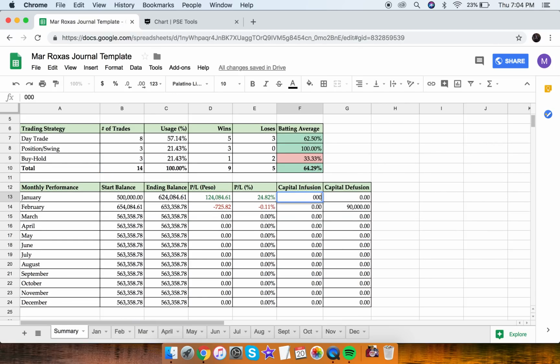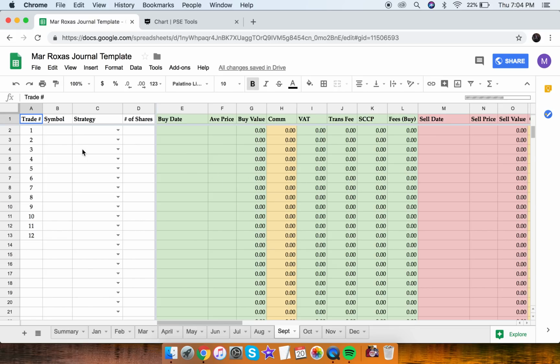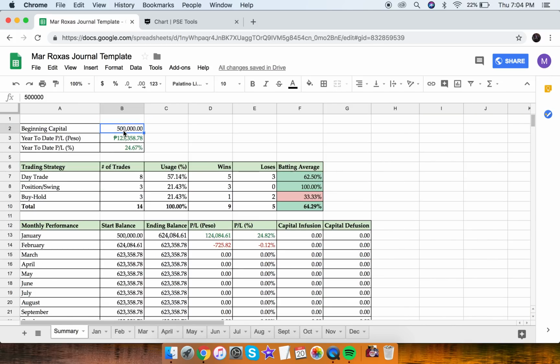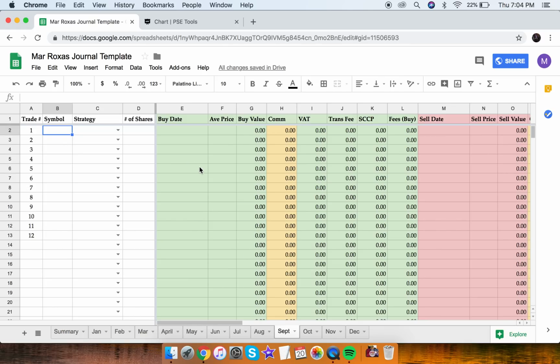So, 0-0 na lang muna natin to. Capital infusion and capital diffusion. Kung wala kang nilagay, 0 mo na lang yan. Ngayon, since September na tayo, you start your journal entry here. Sulat mo lang. Basta, importante dyan is yung beginning capital mo. Kung magkano yung pera mo nandyan ngayon sa portfolio mo, yun yung ilagay mo dito. If you're going to start your journal entry by September ka magsimula. Lagyan mo lang kung anong date, by date mo, lagyan mo kailan mo binenta.